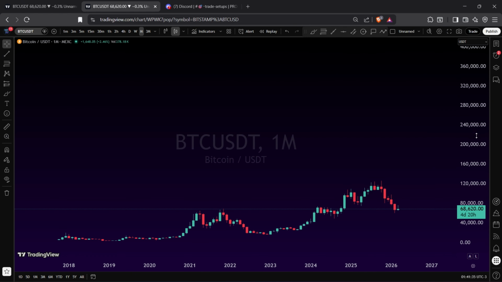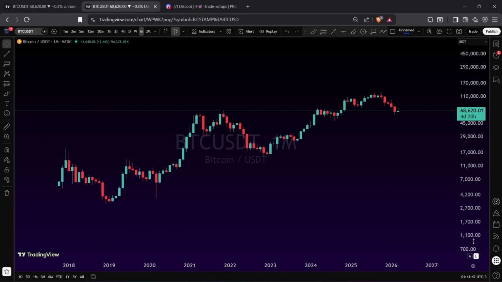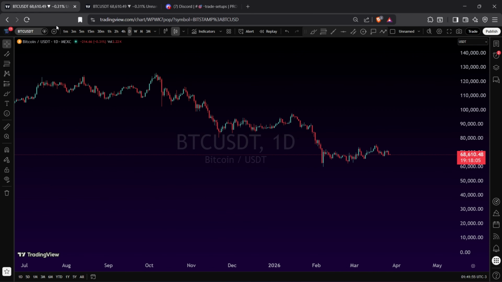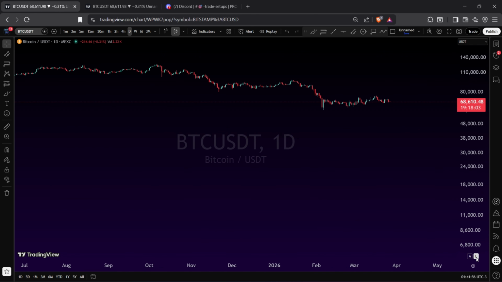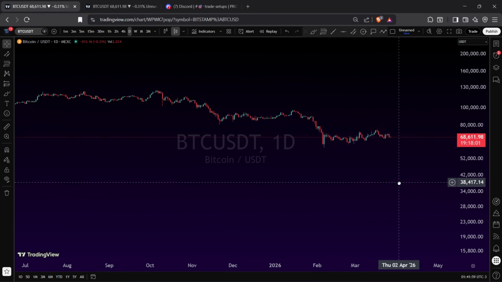To do this, simply hover your mouse over the price numbers on the right side of your screen. You will see a small button labeled L. Click it. A logarithmic scale represents price movement in percentage terms, meaning a 10% move from $1,000 looks exactly the same as a 10% move from $60,000. This is the only way to accurately map long-term market structure.